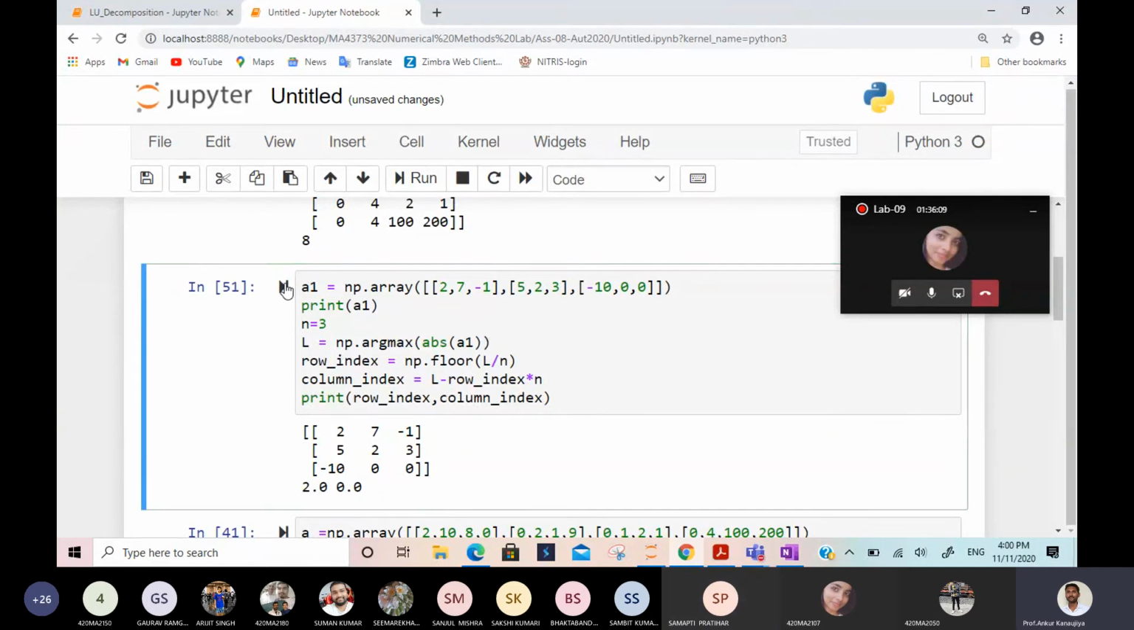So if you run this, you will get 2 comma 0. The maximum is here at 2 comma 0. So these three things will give the row and column index.